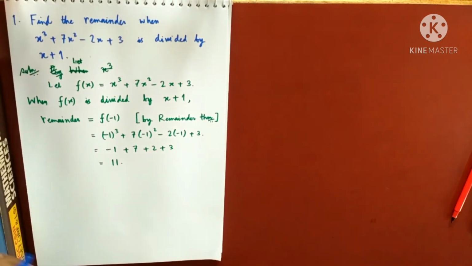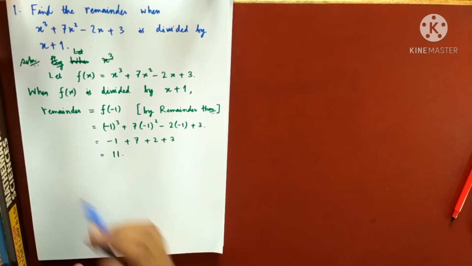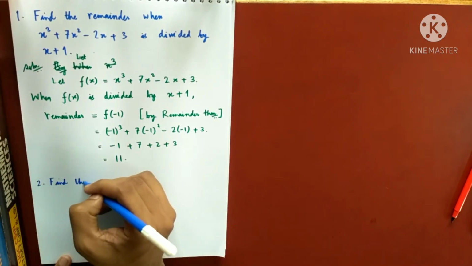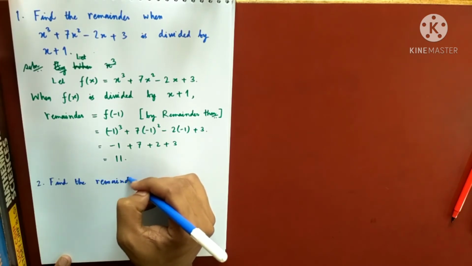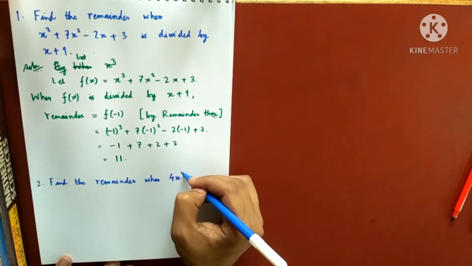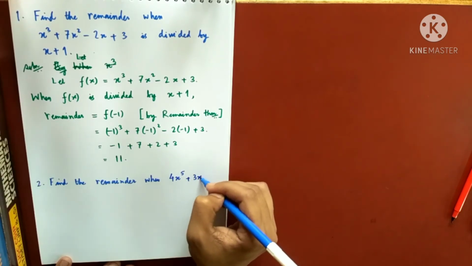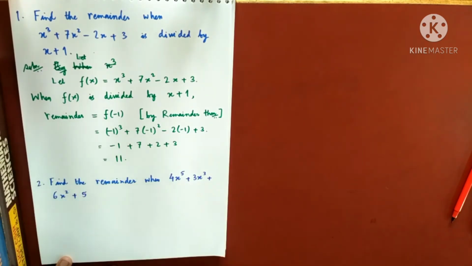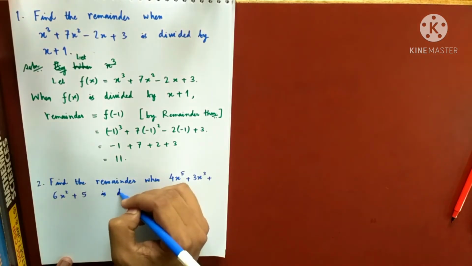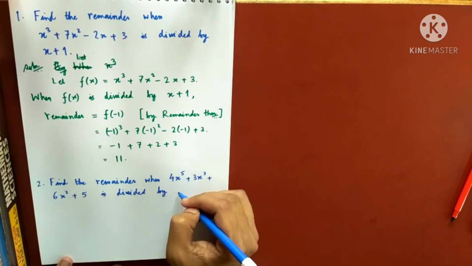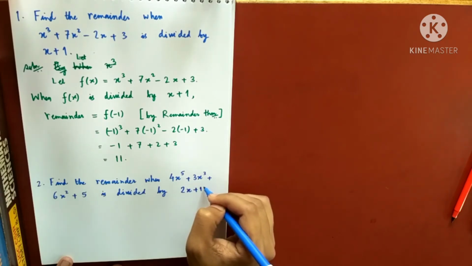So here I have the next question. The question is: find the remainder when 4x to the power 5 plus 3x cubed plus 6x squared plus 5 is divided by, what is the divisor given to us? 2x plus 1. So this is also a linear polynomial, don't forget that.